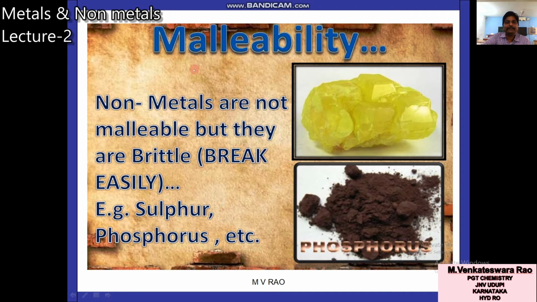First of all, malleability of non-metals. Non-metals are not malleable, but they are brittle. What is meant by brittle? They break easily. So non-metals cannot be drawn into sheets or wires, because they break easily. Example: sulfur and phosphorus are brittle solids.